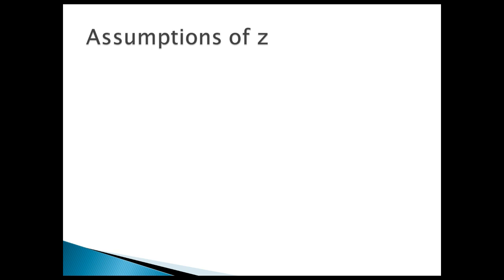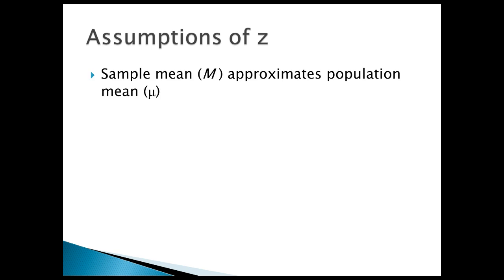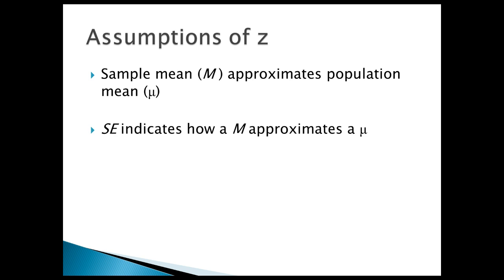First we need to go over the assumptions of z. One is that the sample mean approximates the population mean, or the mu in this case for population mean. This is basically the law of large numbers, that the larger n you have, the more likely the sample mean is going to approximate the population mean. And then an assumption also is that SE indicates how a mean approximates a mu. So basically your standard error indicates how well your sample mean approximates a population mean. So remember those two assumptions.